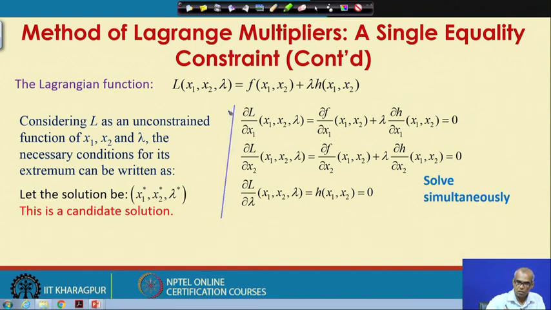these equations. So, for the given problem, a function with two variables and a single equality constraint, you have three variables: x1, x2 and lambda. If you have three equations, you solve them simultaneously, you get x1 star, x2 star, lambda star, let that be the solution. So, this solution is a candidate optimal point.